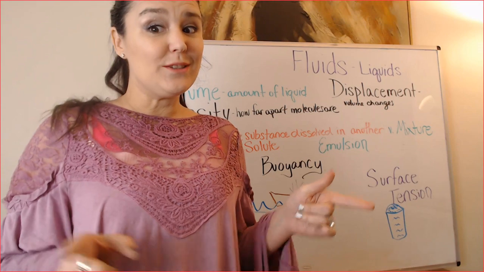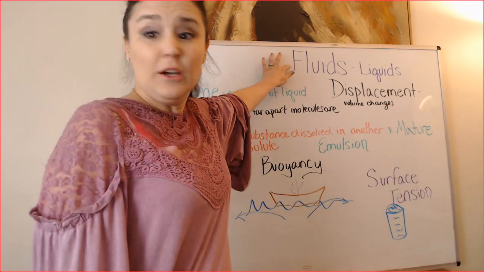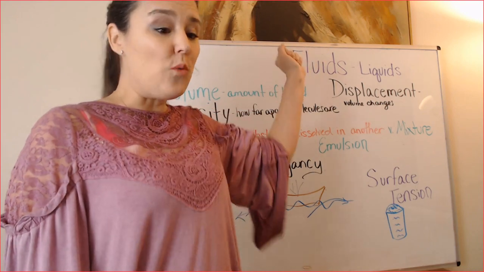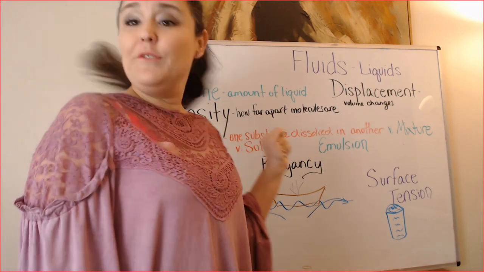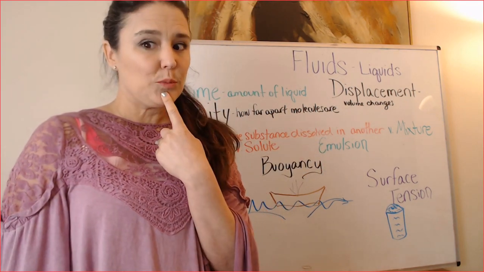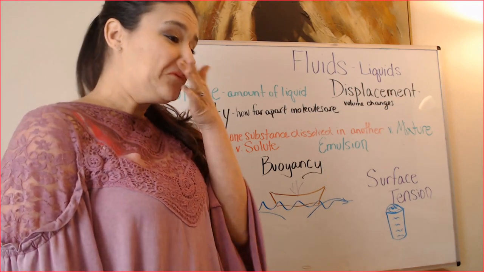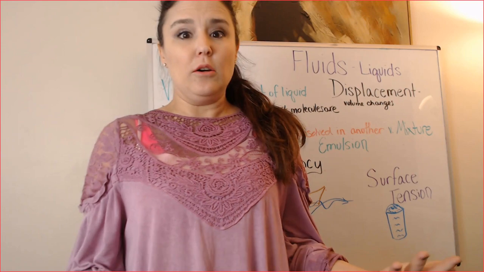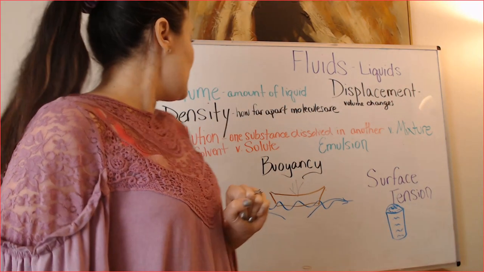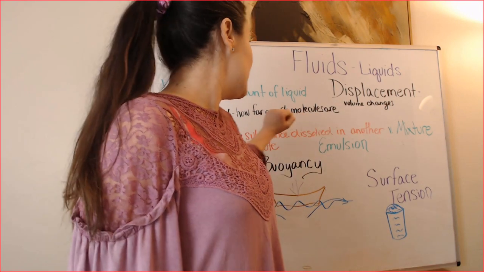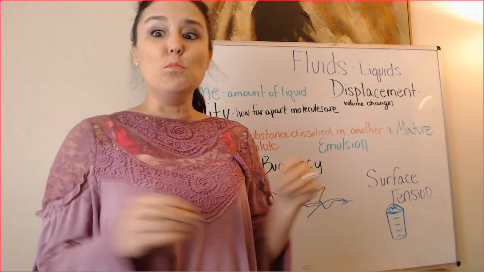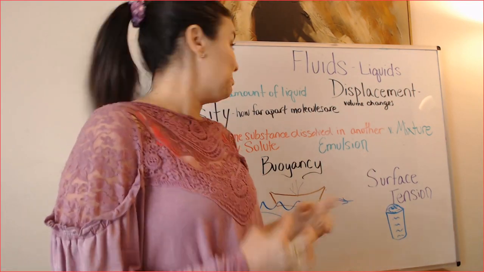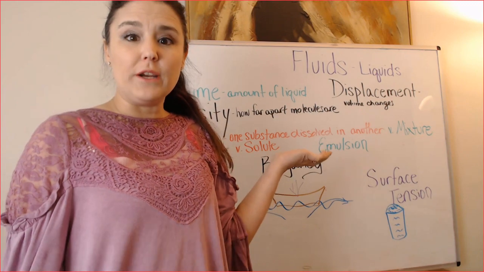All right, guys, let's talk about some properties of fluids. Fluids are just liquids, like water, milk, juice, just liquids. Now, have you ever played sink or float? When you play sink or float, you drop things into water and see, do they sink or do they float? There are a few things that factor into that. One of those things is the amount of displacement, which is the amount of water that has to move aside for your boat to float. That is a change in volume, and volume is just the amount of liquid that you have.